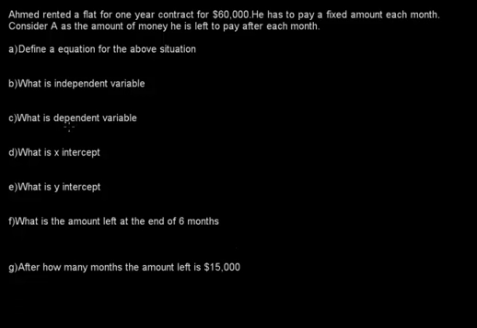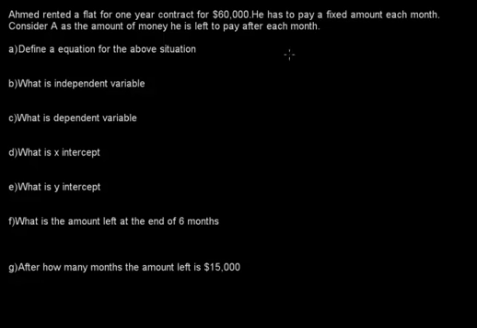Let's consider this question now. Ahmed rented a flat for a 1 year contract for $60,000. He has to pay a fixed amount each month. So, what is the meaning of this statement? Ahmed rented a house for $60,000. He has to pay a fixed amount each month.